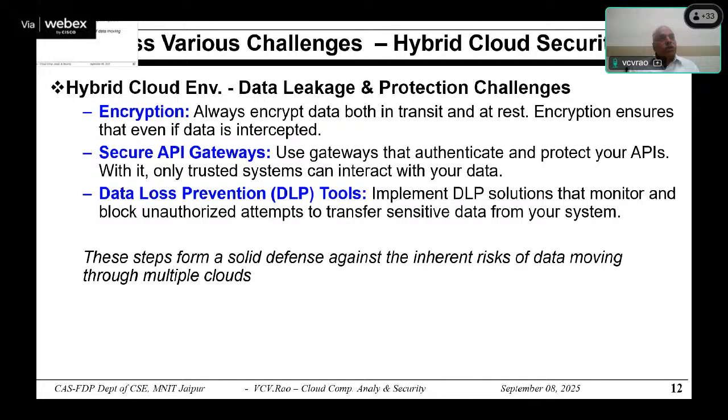So that means encryption, secure API gateways, and data loss prevention tools. Are you authorized to transfer some sensitive data, or are you unauthorized? The gateways authenticate and protect your APIs. So encrypt data. All these things are not there in the public clouds completely, while private clouds implement all of them, because when you move data across multiple cloud environments, these difficulties also we need to understand.